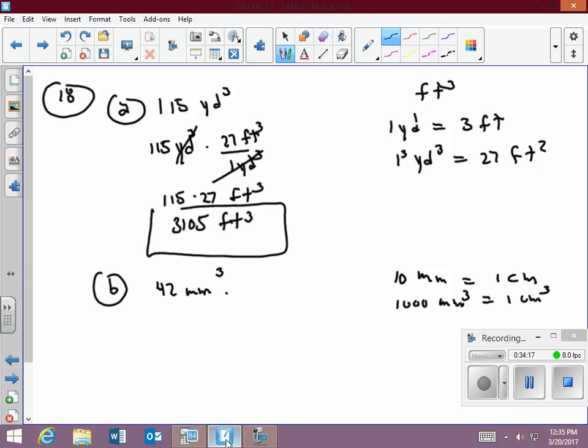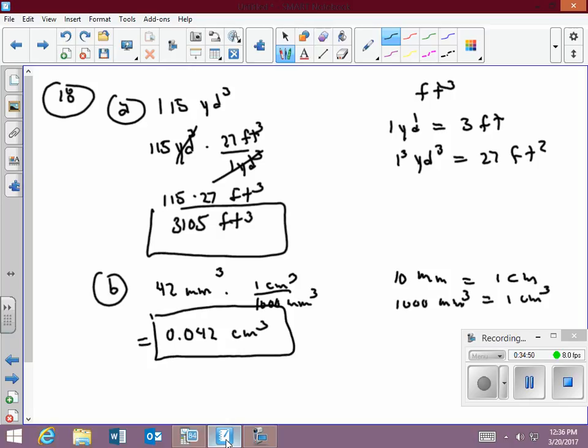So now what are you going to do with that? So you do 1 centimeter cubed over 1,000 millimeters cubed. This gives 0.042 centimeters cubed. Correct?